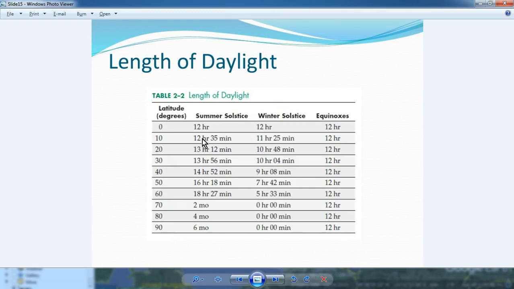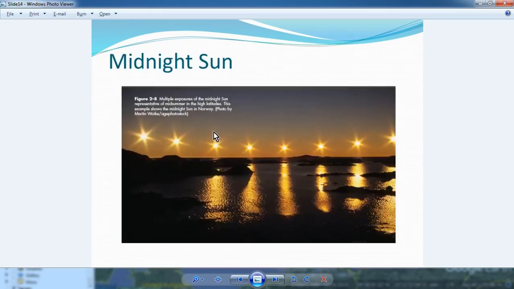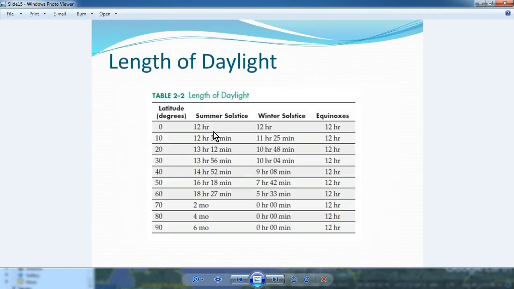Look at this table, it's clear. This is the equator, also represented in this figure, but this is in numbers. At the equator, 12 hours during summer solstice, 12 during winter solstice, 12 during equinox. At 10 degrees north, summer solstice is 12 hours 35 minutes, and winter solstice is 11 hours 25 minutes. Equinox is 12 hours. You go further north, to Batanes.